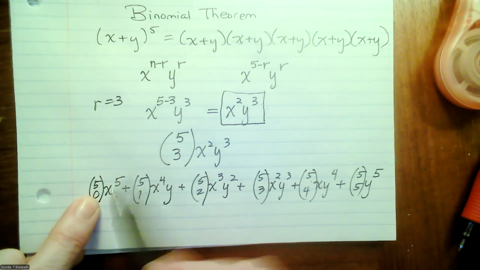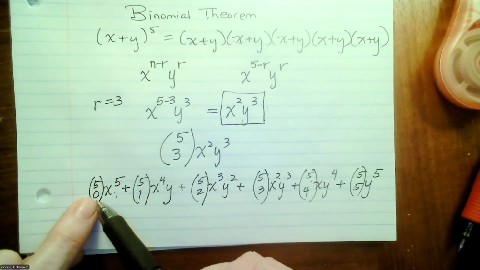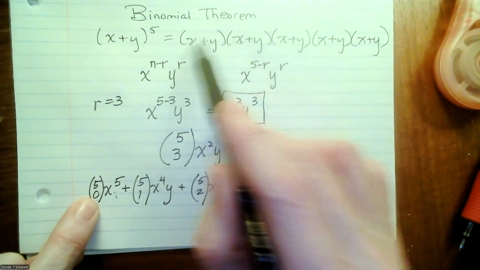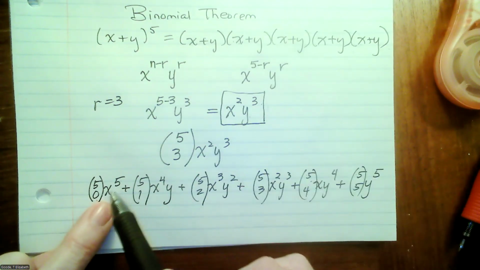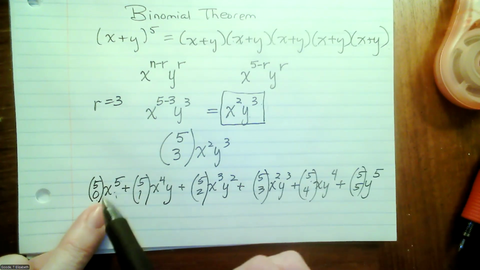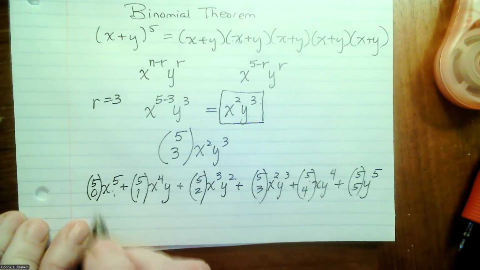Don't pick any. That's really nice, isn't it? To get the x to the 5th term, we're picking none of them to contribute a y. We don't pick a y from any of these. So we get all x's, and that multiplies together to make x to the 5th. There's only one way to do it. Just don't pick any y's. 5 choose 0 is 1.